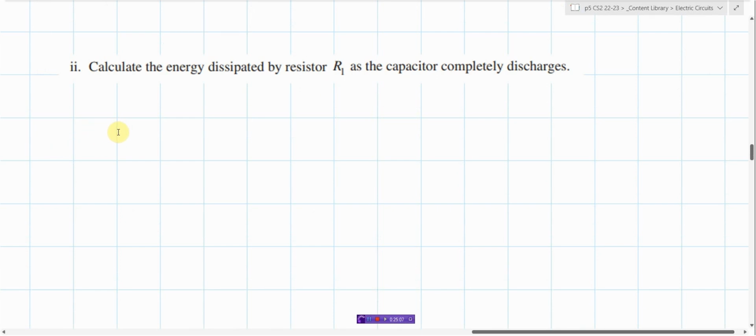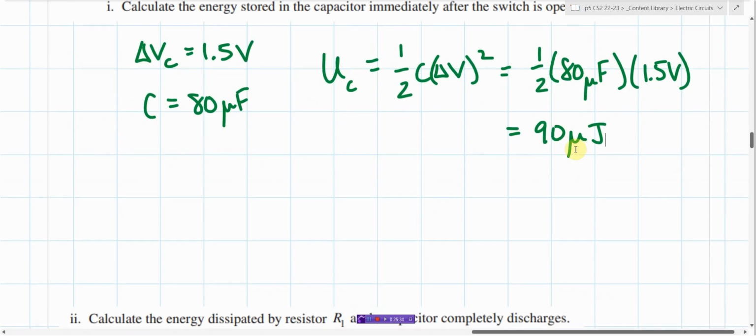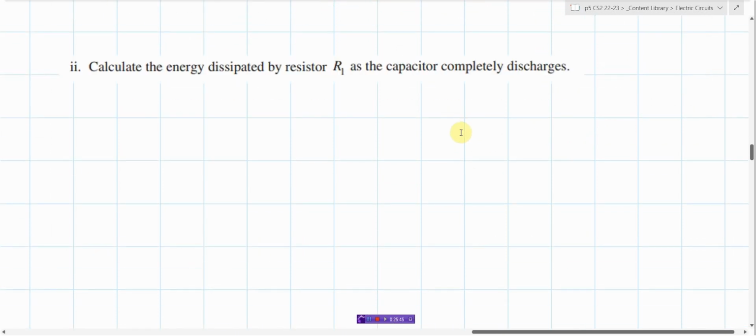Okay, E part 2, calculate the energy dissipated by resistor R1 as the capacitor completely discharges. This one's interesting because the current decreases over time. They basically want us to add up all the energy dissipated, but only by resistor number 1. If they had asked us the energy dissipated by R1 and R2 together, it would have been 90, because that's how much was stored in the capacitor when it was fully charged, and then it's going to fully discharge and give up all that energy to the 2 resistors. But we only want 1.